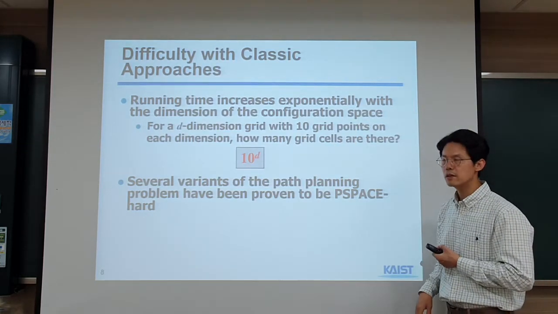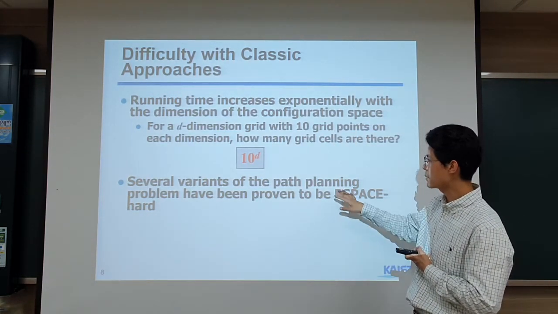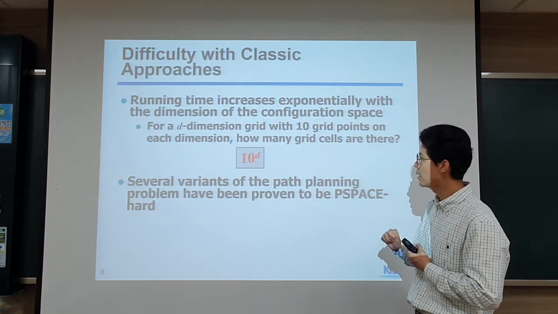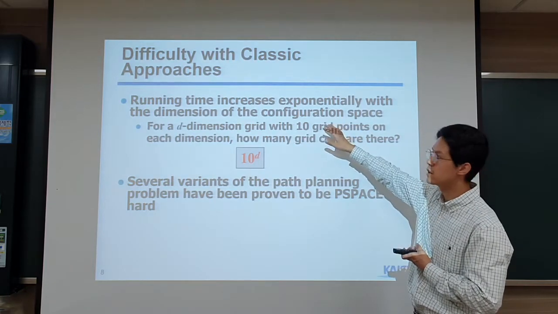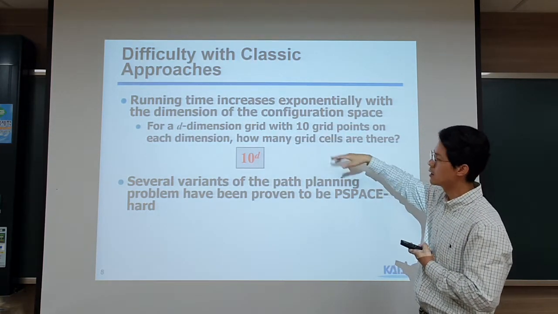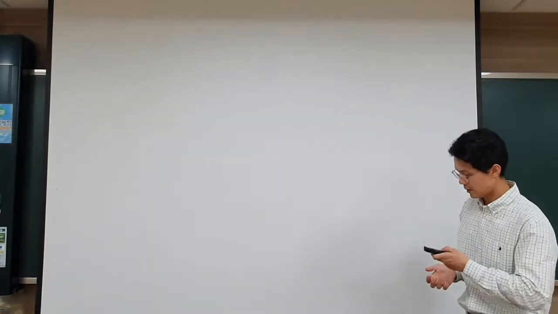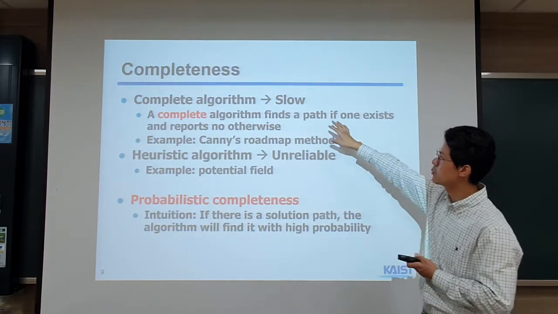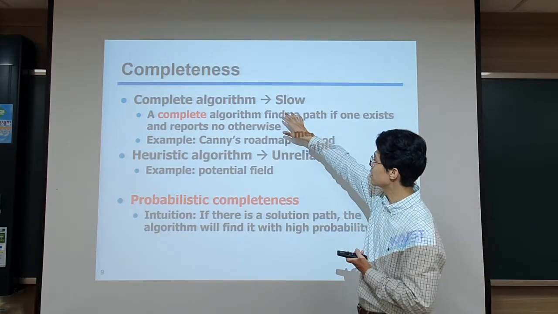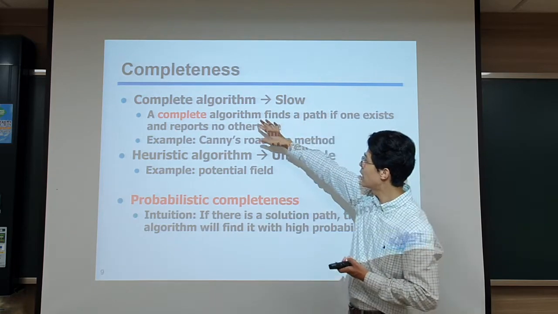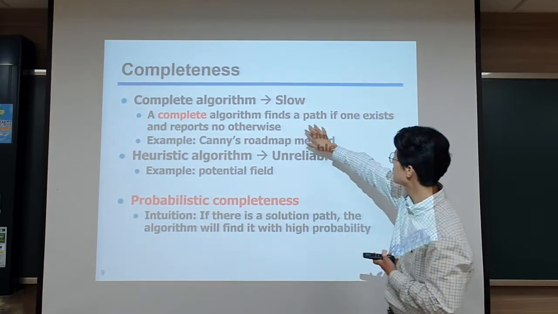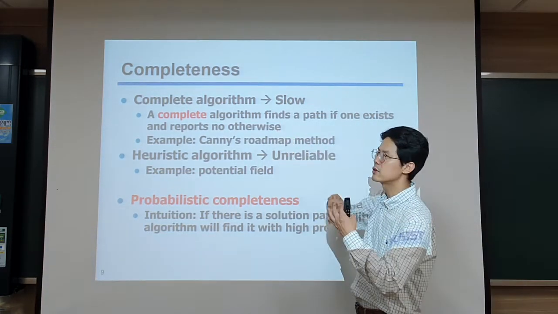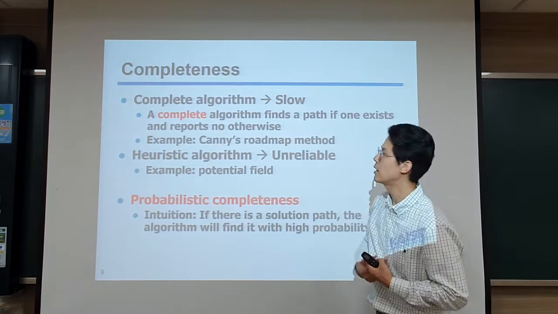It turns out that several variants of the path planning problem are PSPACE-hard, which shows that computing the exact solution requires exponential time complexity. Let me remind you, ideally we want to have the complete solution, but it turns out to be very slow. A complete algorithm finds the path if one exists and reports otherwise. Basically, if there's no solution, we need to report that we cannot find a solution.